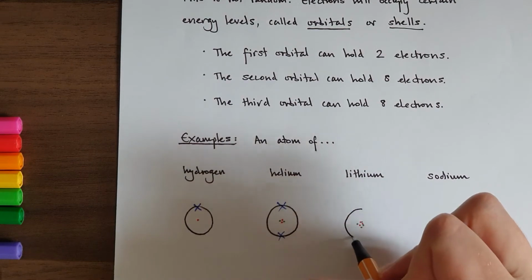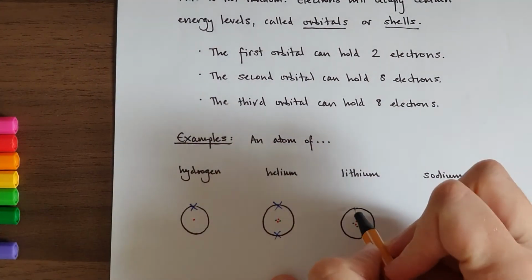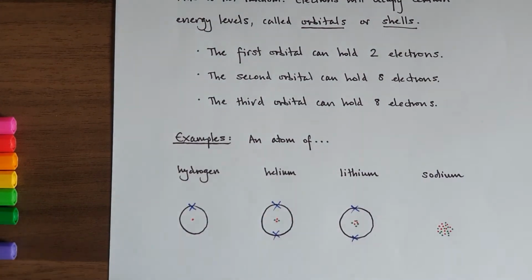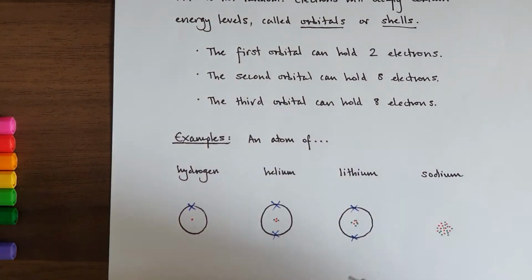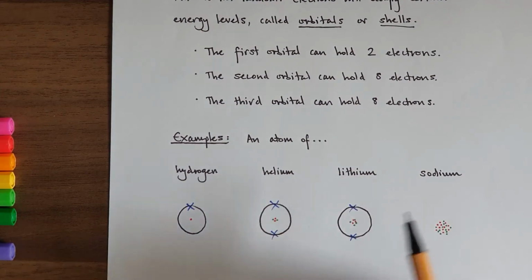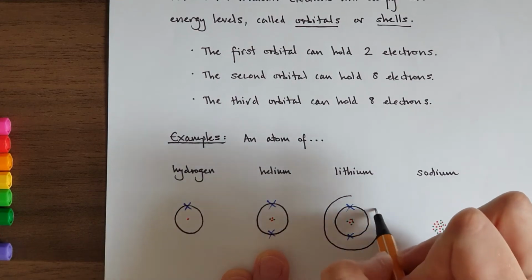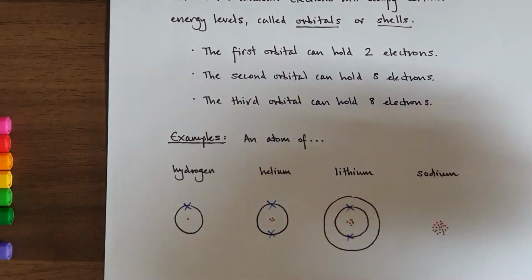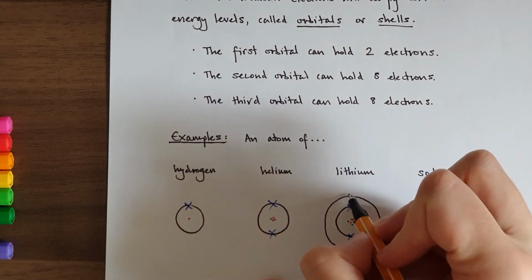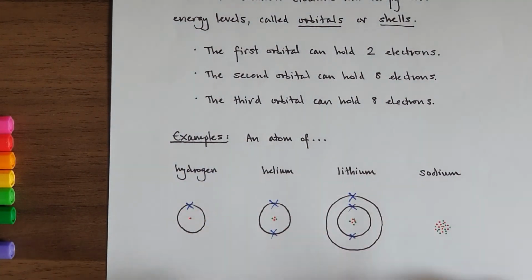So I'm going to draw in the first one, and we'll populate that first. 1, 2 electrons. But now I've run out. I cannot fit a third electron into that first orbital. It's not allowed. So I have to draw in another one. And this time I'm going to draw them sort of in a line like that.